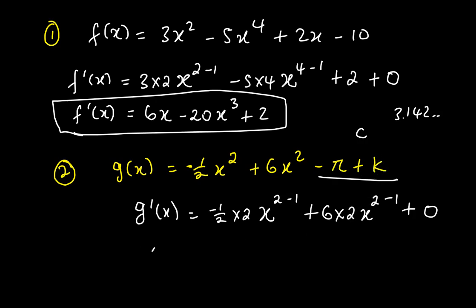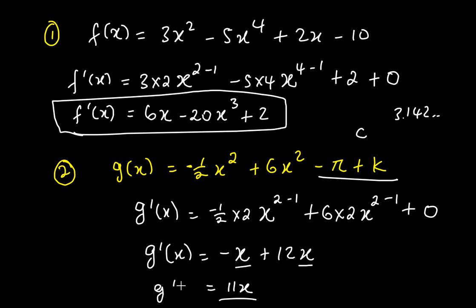Okay, so the final answer will then be that the derivative is equal to negative half times 2, that is negative 1. So you have negative x, because 2 minus 1 is 1, and then you're gonna have 12, and then x. Then you can actually simplify there, right? What is negative x plus 12x? Because these are like terms, so you just add the numbers in front. Negative 1 plus 12, that would be 11x. Okay, so this would be your derivative there, right? So I hope that is clear.